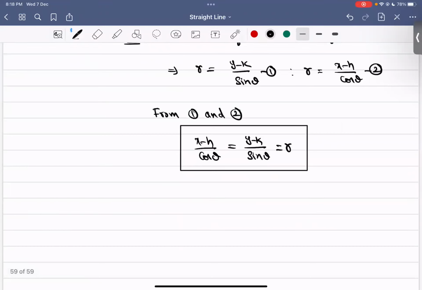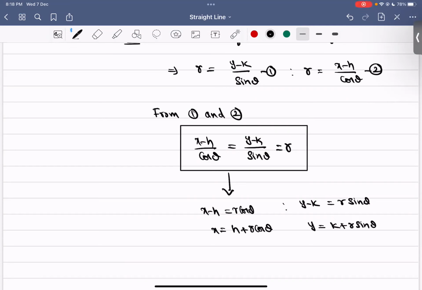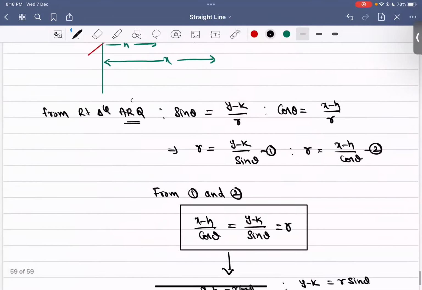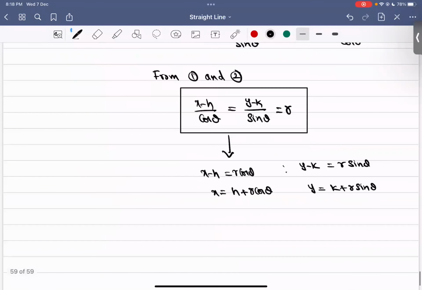So the Q(x, y) coordinates you can take from this one: x minus h is equal to r cos theta, that is x equals h plus r cos theta, and y minus k is equal to r sin theta. So y is equal to k plus r sin theta. So here, the Q(x, y) coordinates are what? The variable coordinates: h plus r cos theta, comma, k plus r sin theta.